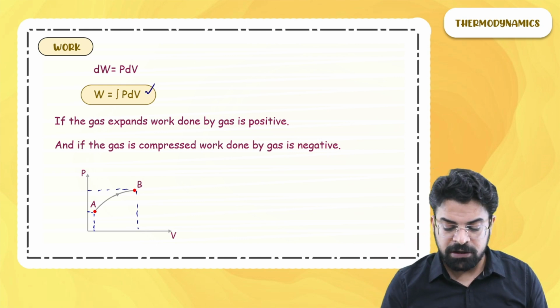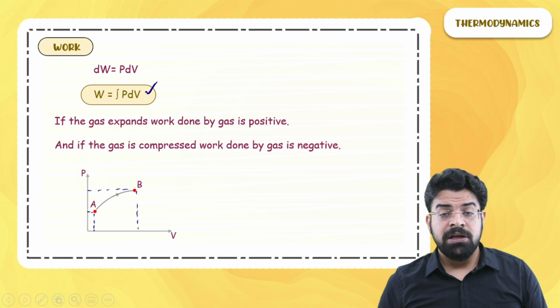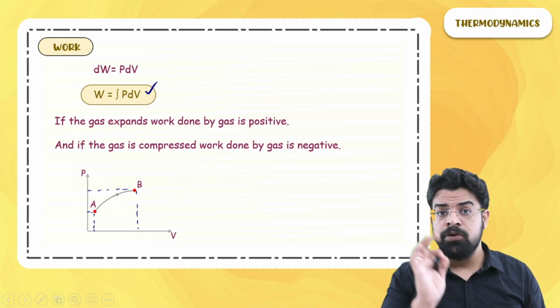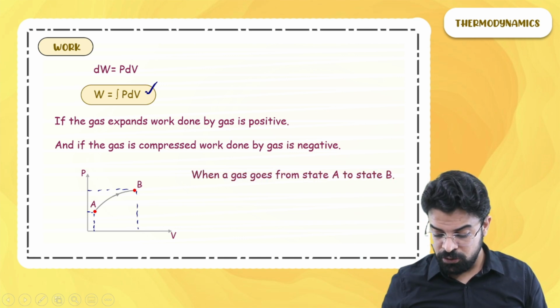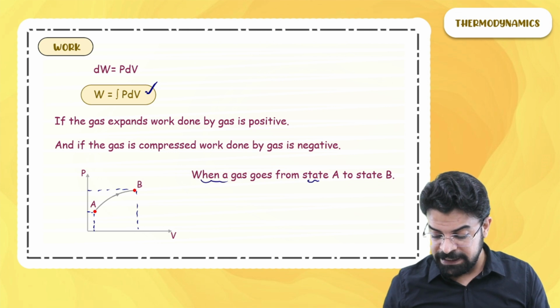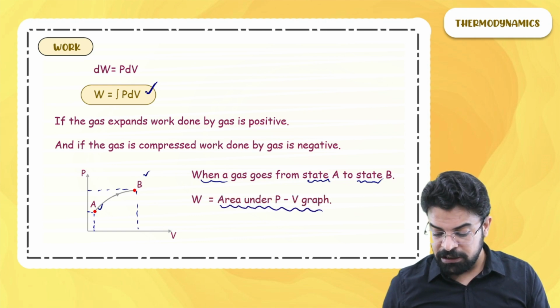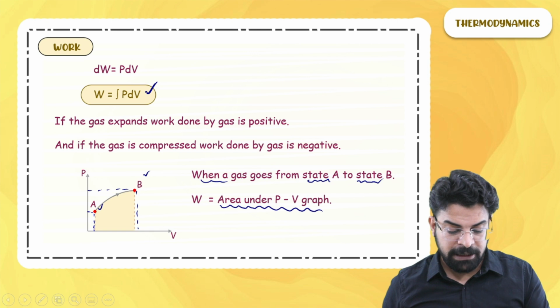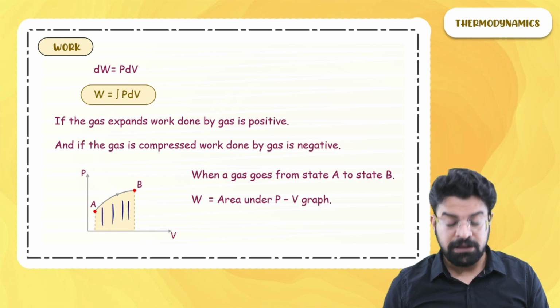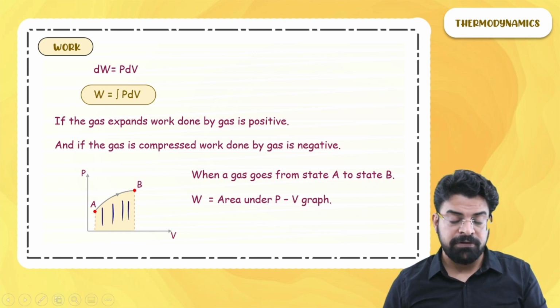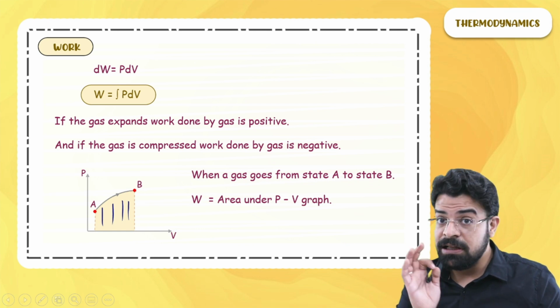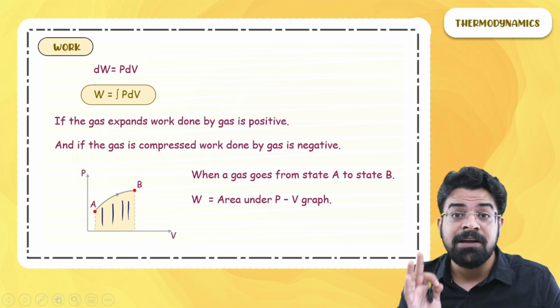Since we know that work done equals integral PdV, the area under the pressure-volume graph gives you the work done. So when the gas goes from state A to state B, work done is nothing but the area under the PV graph. Work done will be shown by this shaded region. The area under the PV graph is the work done by the gas.